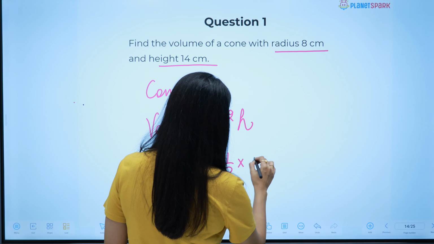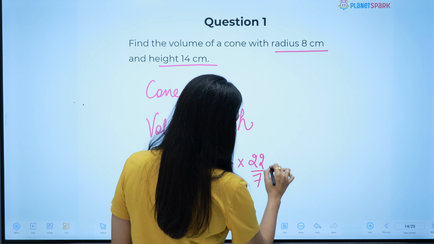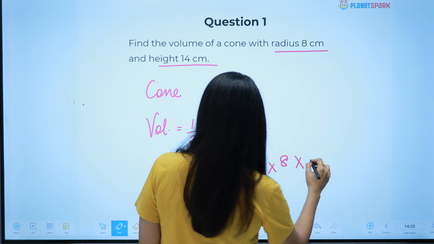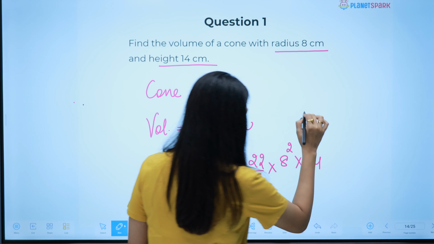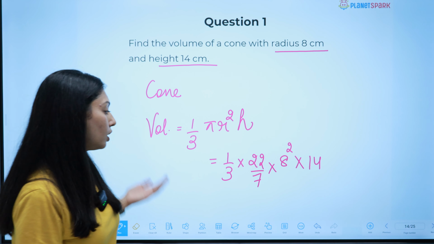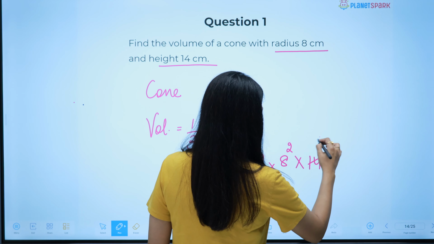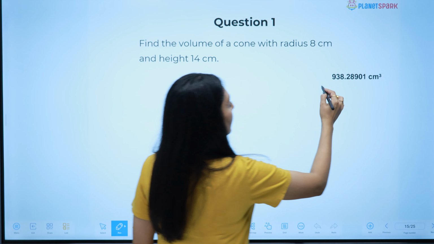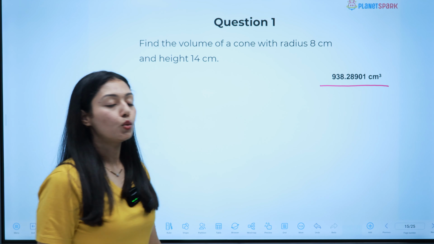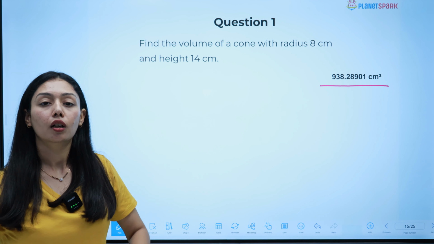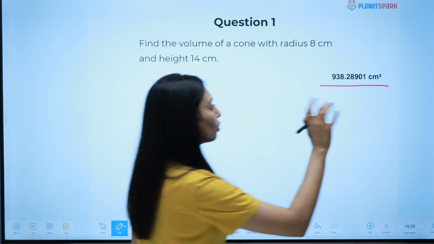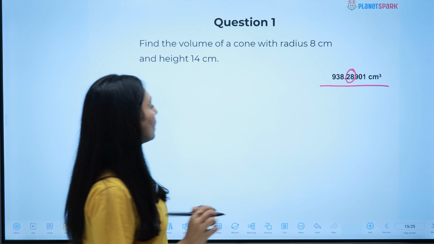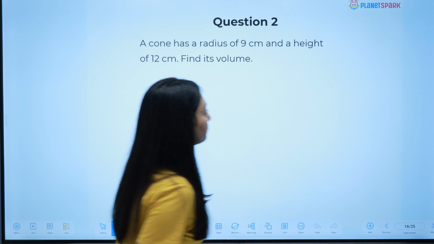Okay, so let's say we are using 22/7 here. Into the radius that is 8 centimeter, into the height that is 14 centimeter, right? क्या करेंगे? Calculation and we are sorted, right? Multiply these, divide by 3 and you'll have your answer which is 938.28 centimeter cube. 2 decimal places तक correct find out कर लो, that is more than enough, right? Up to 2 decimal places. Okay then everybody. Next one.